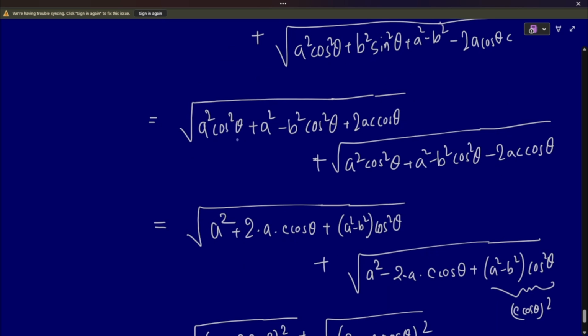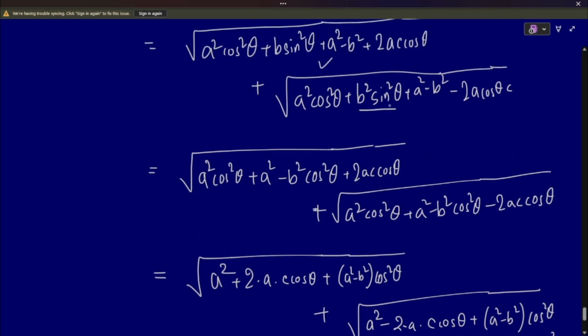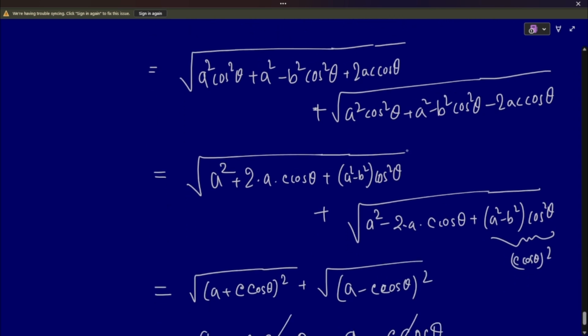This is equal to root over a square cos square theta plus a square minus b square cos square theta plus 2ac cos theta. Here we made this b square sin square theta and minus b square sin square theta, and we combine them by taking minus b square common, where we get 1 minus sin square theta inside, which is simply cos square theta. We did it in both of them to get this. Now we can write the first expression and the second expression similarly as a squared, then the 2ac cos theta term written as 2 times a times c cos theta, and for the rest of the terms, take cos square theta common and write (a square minus b square) whole into cos square theta.